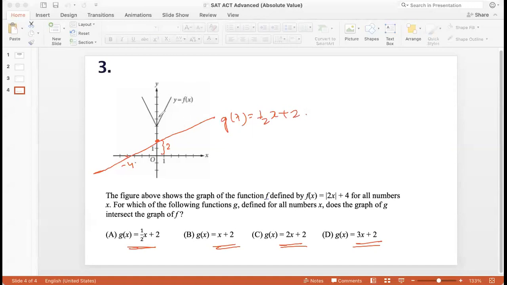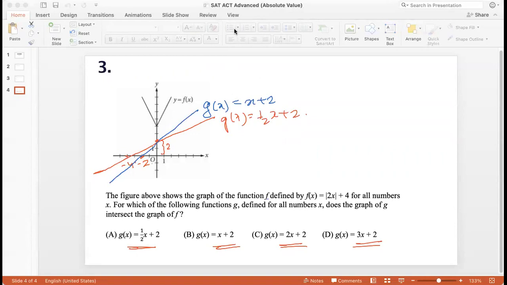And you can see that this would never intersect this graph, because as you go along on the right, these lines would diverge further and further. Okay, what about x plus 2? x plus 2 will look like this if this is negative 2. So let me change the color. So g(x) equal to x plus 2. Again, I see a divergence, so this intersection is not likely to happen.